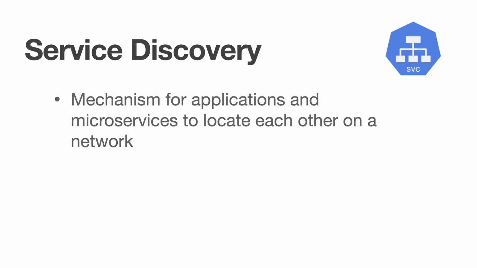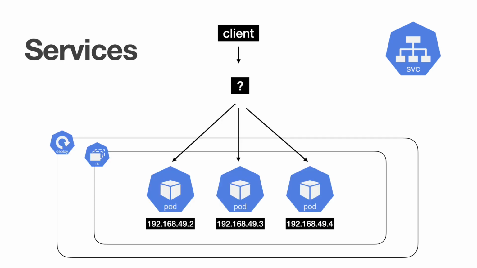And remember, I've showed you this diagram where we have a client, and if the client wants to communicate with our application, we shouldn't really be using the individual pod IP because pods are ephemeral. They come and go. We shouldn't rely on them. Instead, we should rely on services. And this is because a service has a stable IP address and also it has a DNS.